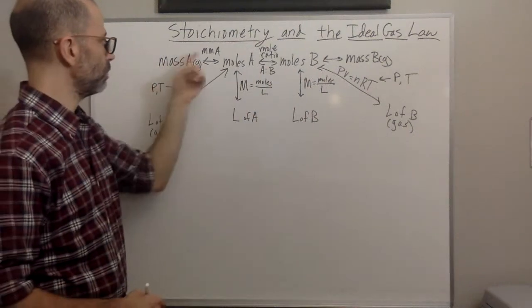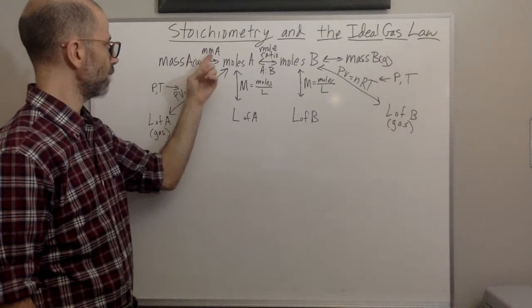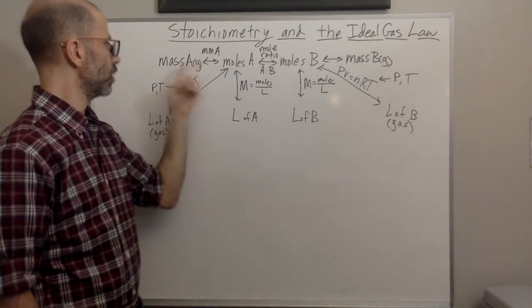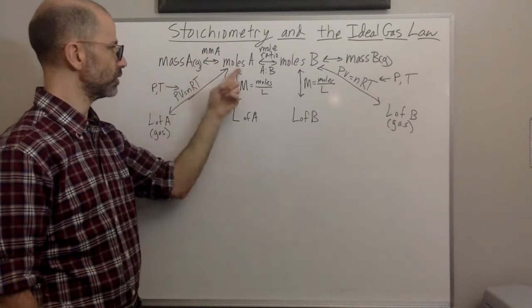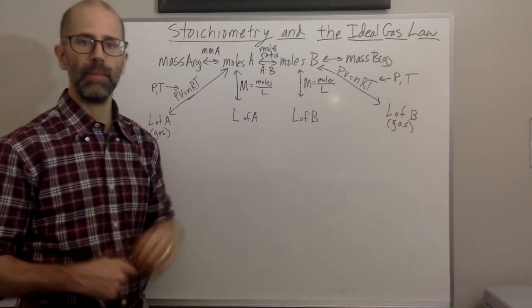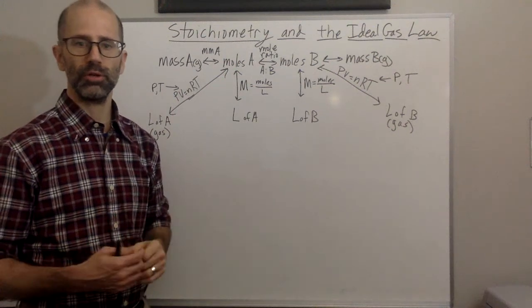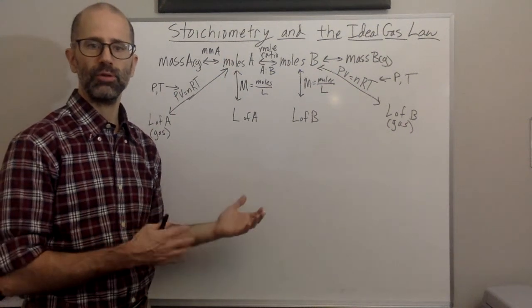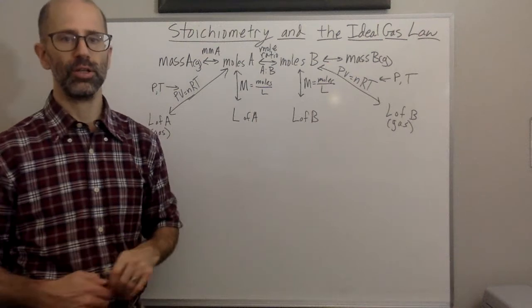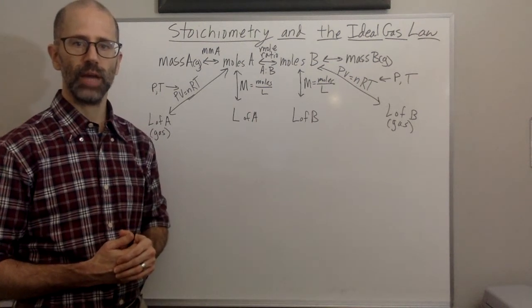So we've been building off of this. We've learned that we can use the molar mass to convert between moles or mass and moles of one substance. And remember, stoichiometry is where you are using a balanced equation of a reaction to help you convert from the amount of one substance to the amount of another substance. And so that's the hub of stoichiometry.